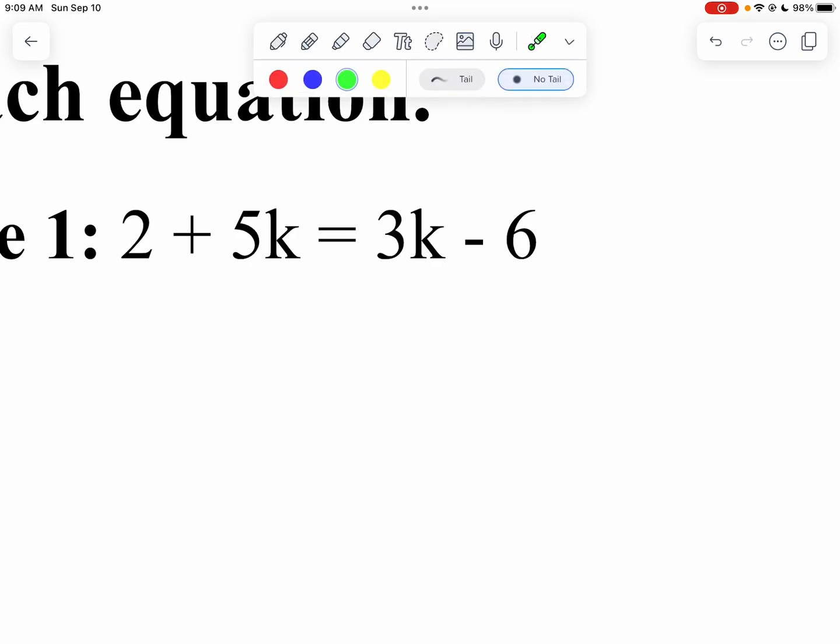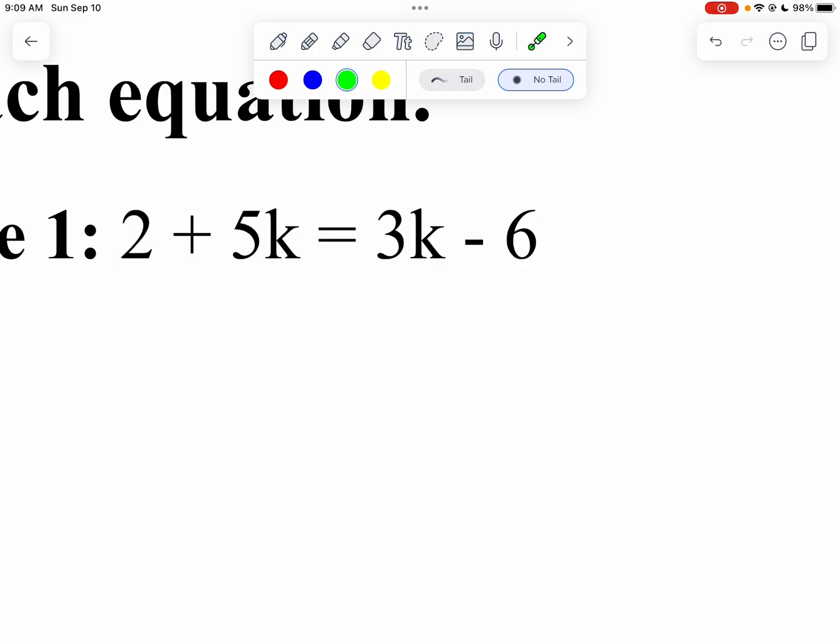Notice the left side, 2 plus 5k. I can't combine that. The right side, 3k minus 6. I can't combine this. But the problem is, unlike what we did in the last set of problems, we've got k's on both sides. So I want to eliminate my variable for one side. So I want to get rid of this 3k or the 5k. I don't care which one.